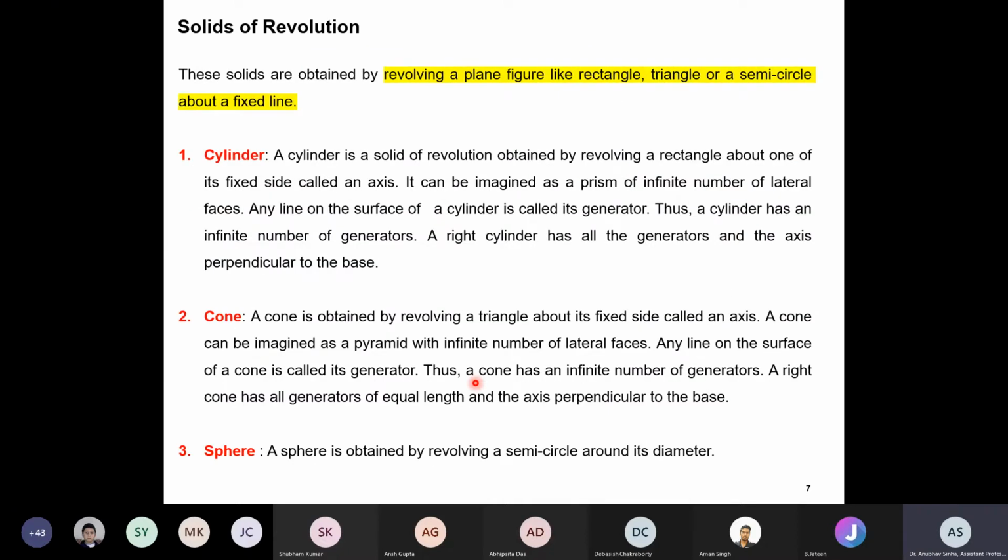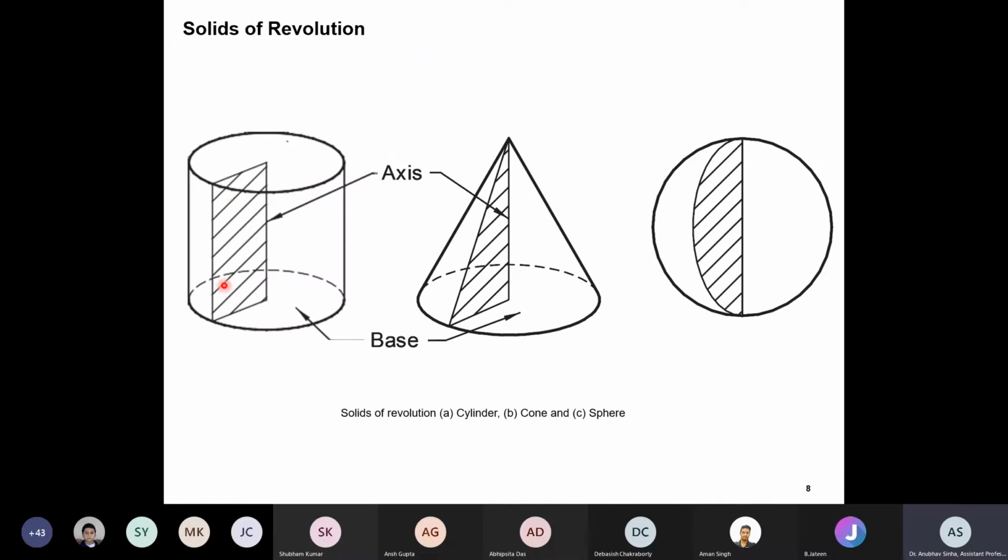Another solid of interest is solids of revolution. Basically, you take a plane and then you revolve that plane about an axis. Let us say this is the axis. If you revolve this plane, you will generate a cylinder. Similarly, if you have a triangle and rotate it about an axis, it will form a cone. Or if you have a semicircle and rotate it about its diameter, it will generate a sphere. So these are solids of revolution.